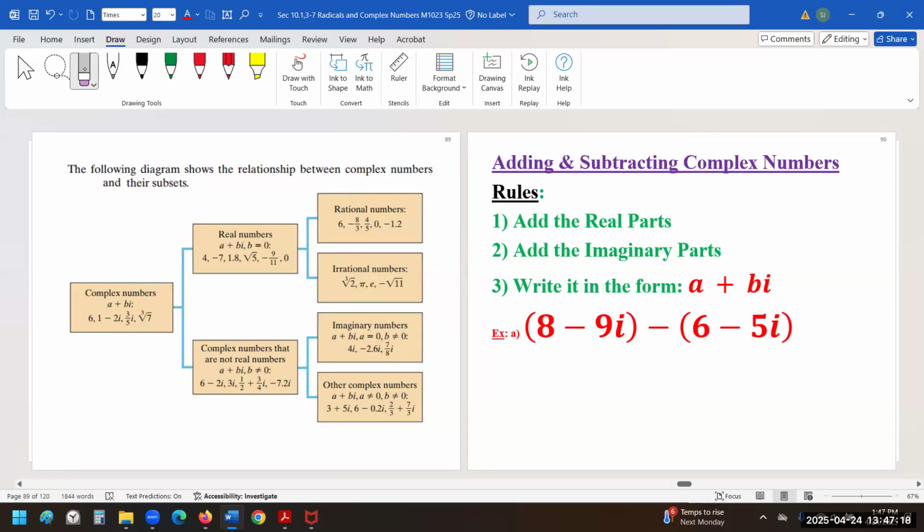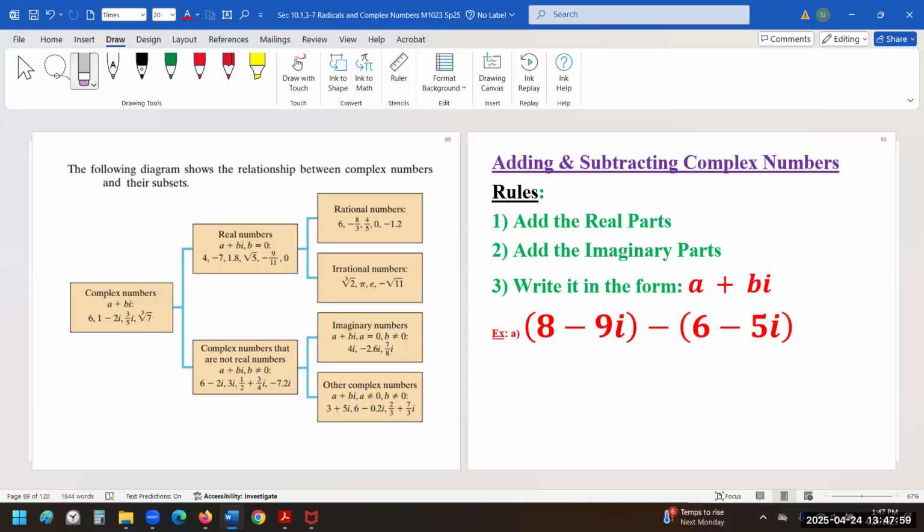Okay, so when you add or subtract, add the real with the real, imaginary with the imaginary, and then at the end, write them as real first and then the i part. For example, this one. We are subtracting 6 minus 5i from 8 minus 9i. Just like a normal x, y, z variable, it is the exact same thing. You can treat the i as x. And when you bump into i squared, it just becomes -1.